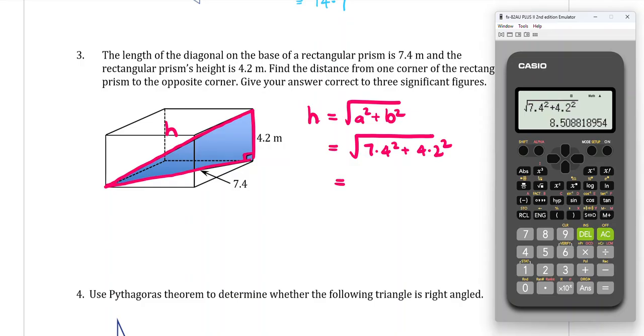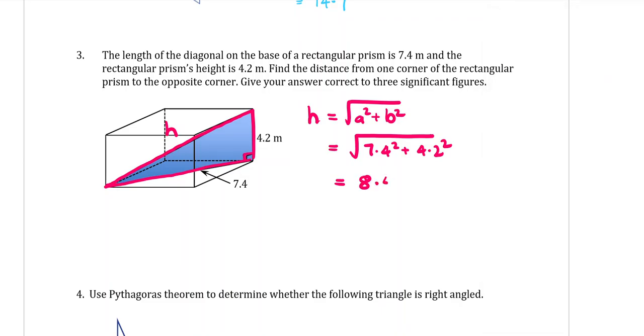Okay, so there's the answer, but we want 3 significant figures, which means we want the 8, the 5, and the 0, but the 0 will round up to be a 1 because of the 8 that's afterwards. So 8.51 meters to 3 significant figures.